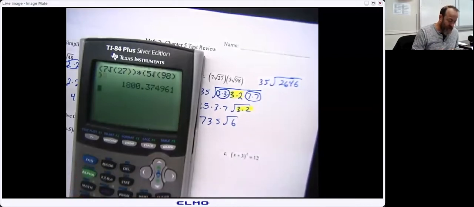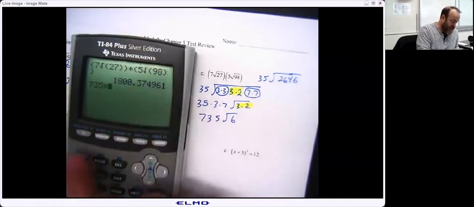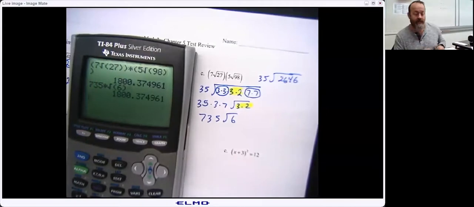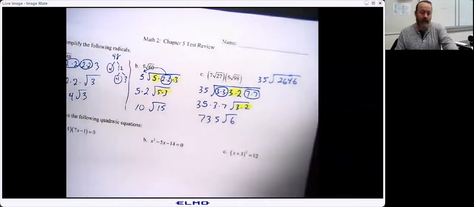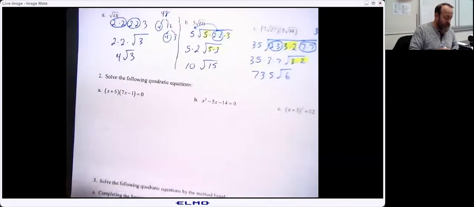And let's see how we did. I got 1,800 and change, okay? So according to my calculations, it should be 735 times the square root of 6. And I got the same answer. So that's pretty good. I know that I did at least these 2 problems right. I could have checked that one as well.